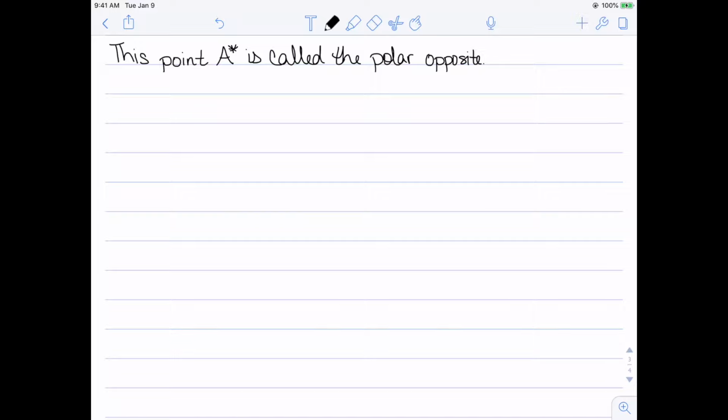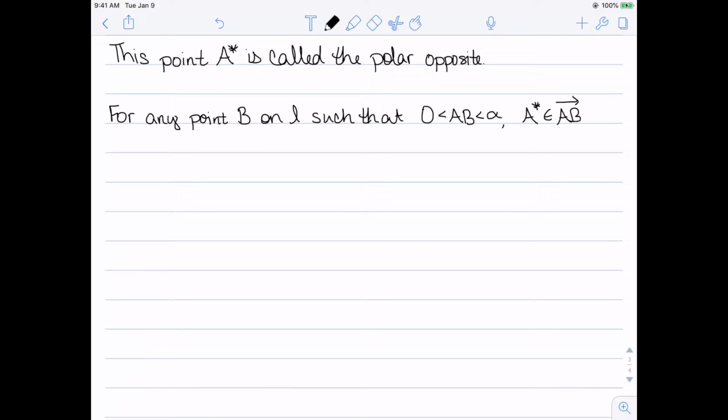And this point A star that we just constructed is called the polar opposite of the point A. And allowing us to show this is unique gives us a couple of things. First, for any point B on my line L, such that the distance between A and B is greater than 0 and less than alpha, then I know that A star belongs to the ray between A and B. So no matter what point B I pick, if I take the ray between A and that point B, A star is guaranteed to be on it.